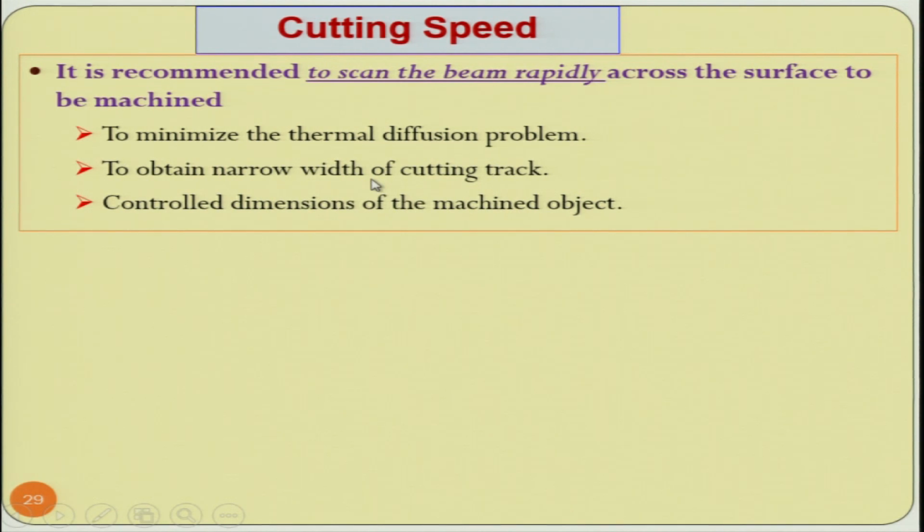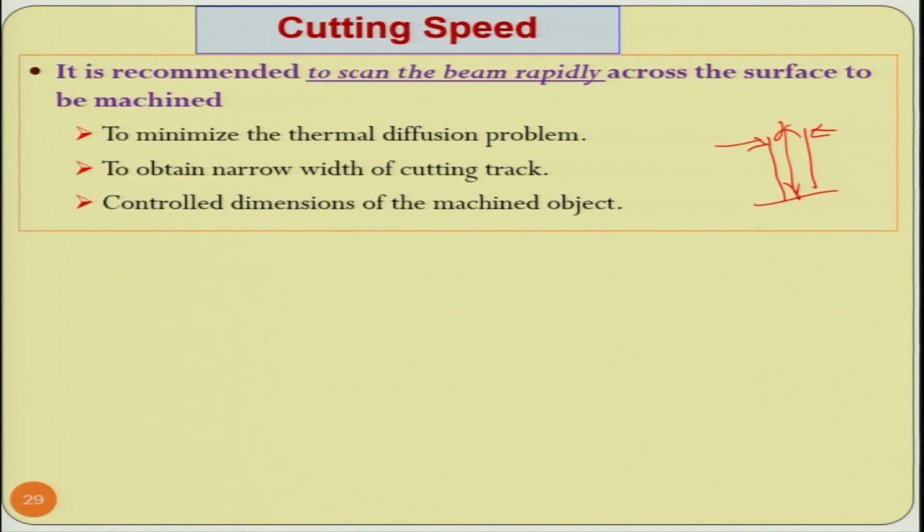And we are always interested in the minimum width of cutting. Suppose you are making the cavity, then this is the width of cut, and if this is larger than what you want, then it will not serve your purpose. So, scanning speed should be carefully optimized, so that you get the proper width, and this is the depth, proper width and the depth of the cavity, they are controlled by the scanning speed.